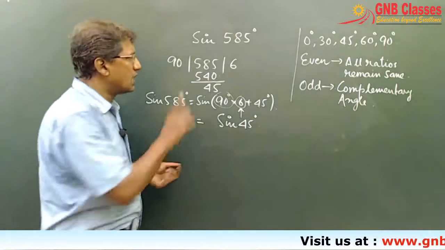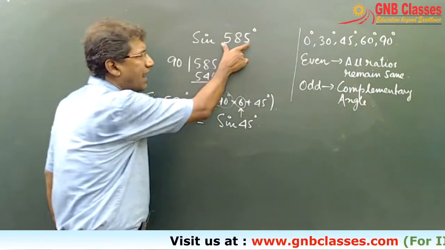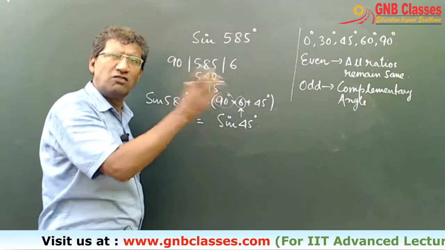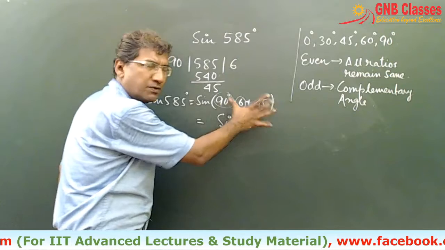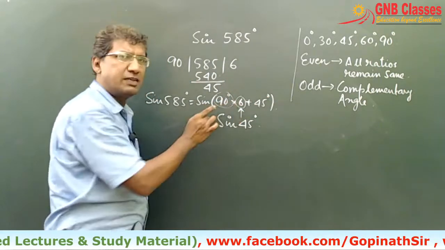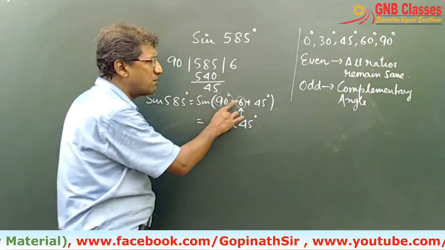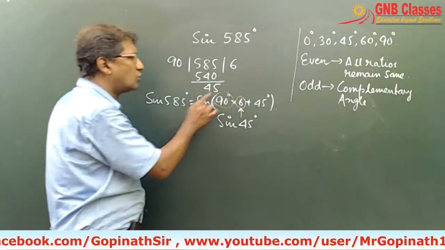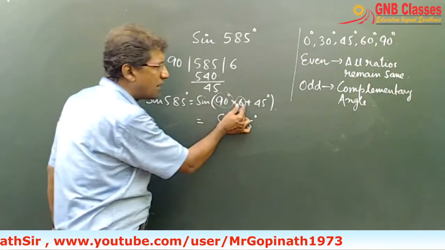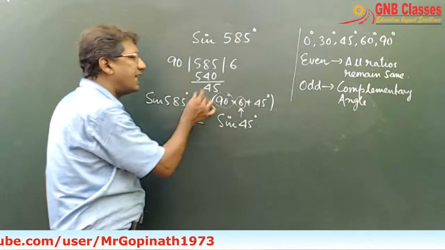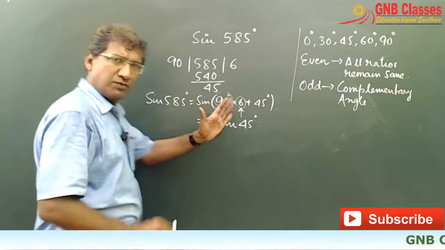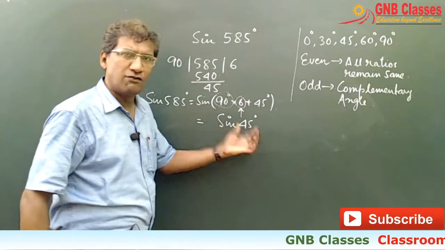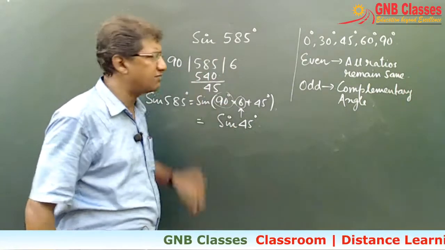Have you understood this? So what is the first step? Whatever angle is given to us, first of all, we will divide it by 90 and we will write that angle in this fashion. Then we will check what is the multiple of 90 degrees. If the multiple of 90 degrees is even, don't change the ratio. If the multiple of 90 degrees is odd, then change the ratio to its complementary ratio. Okay, so this much is okay. So it is sine 45 degrees. This is the first step that we have done.